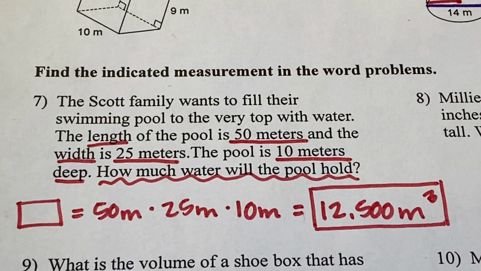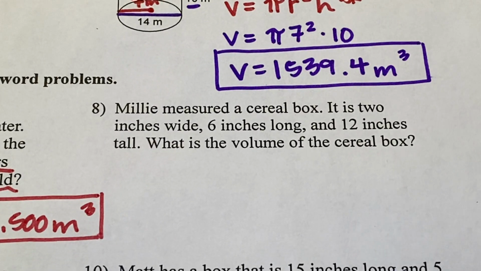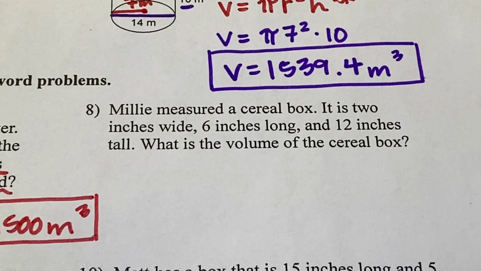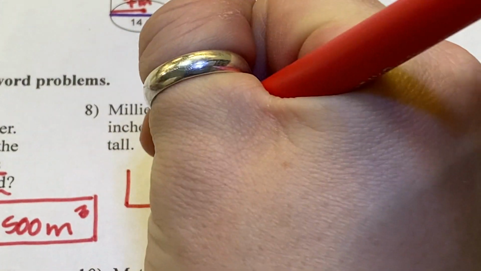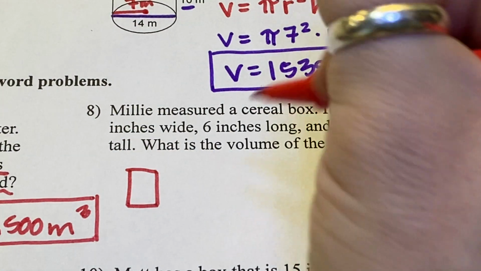So don't let a word problem intimidate you, you guys. Just identify the information you need, plug it in, solve it. Okay, let's do that again. Number 8. Millie measured a cereal box. Now, what shape can we assume this cereal box is? Rectangle. Not like a weird shaped cereal box.